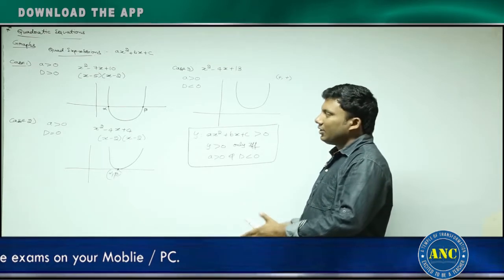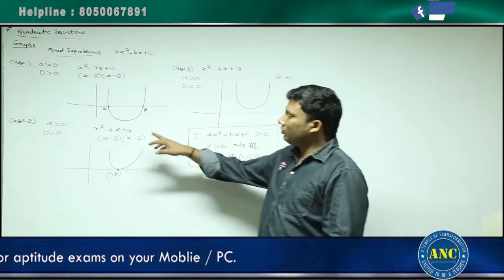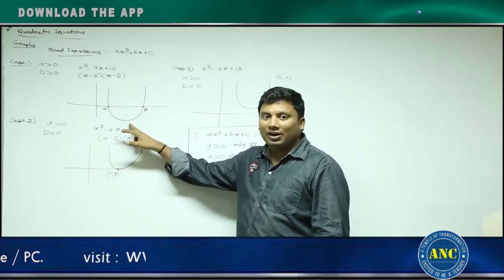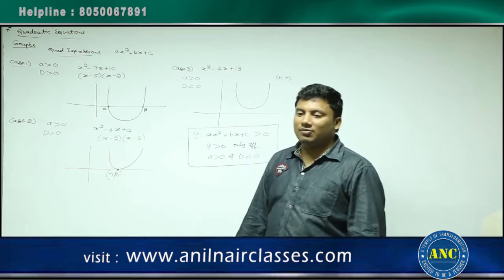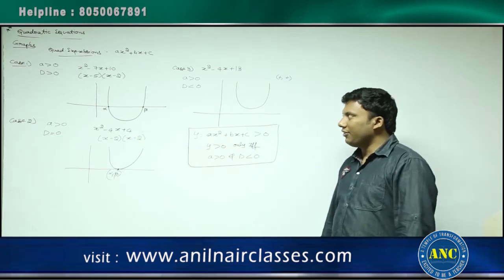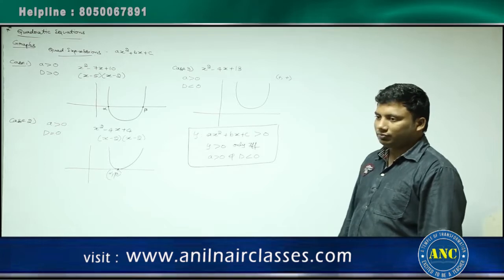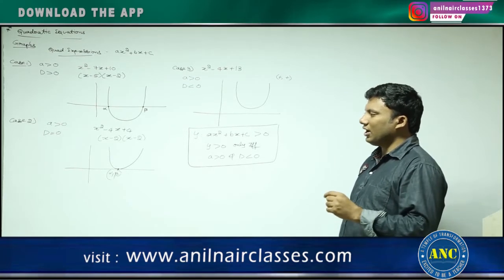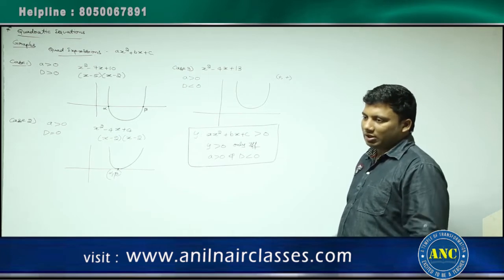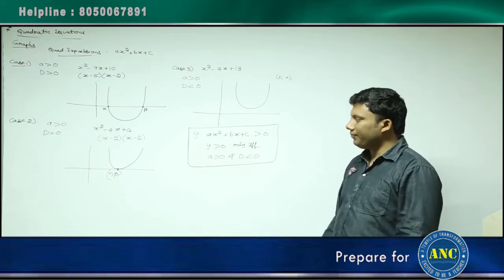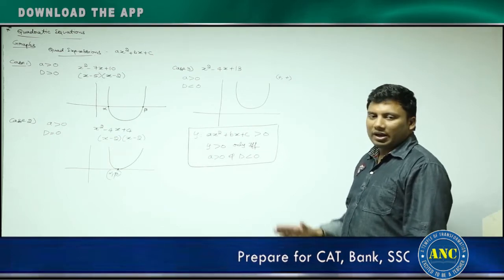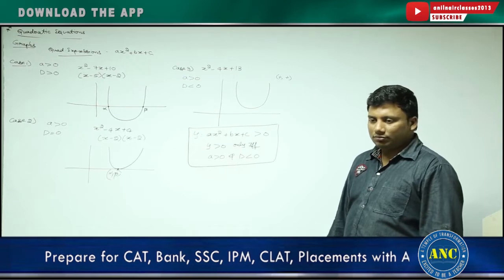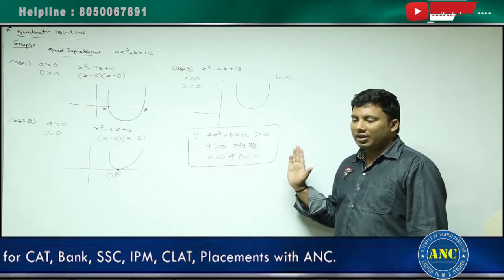Another point. If A is greater than 0, the graph will have a unique minimum value and infinite maximum value. If A is greater than 0, the expression has a unique minimum value and infinite maximum value.